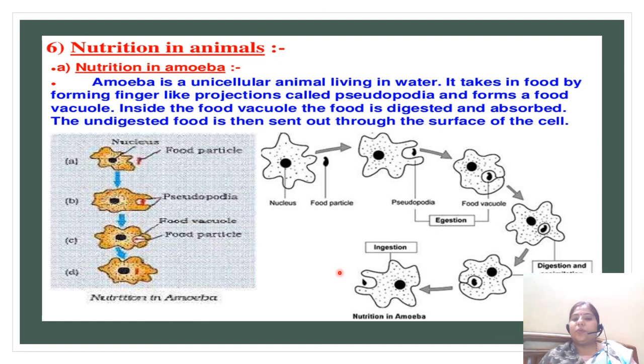So this nutrition process completes in 5 steps. This is the first step, which is the process of ingestion. The food is taken inside the body, right? Then the food is digested by the amoeba, and the digested food is absorbed by its body, and after absorption, the undigested food is removed out of the body. So these are the different steps in the nutrition of amoeba, right?